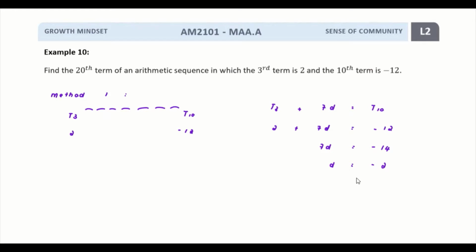Okay, so after we got this, now you can try to substitute back into, let's say our T3 is A plus n minus 1 D, right? So in this case, the third term is 2 and we can get the A. So n minus 1, the n here is 3, so 3 minus 1, and D is negative 2. Okay, so we got 2 equal to A plus, 3 minus 1 is 2, so that's negative 4. So that gives us our A is actually equal to 6.